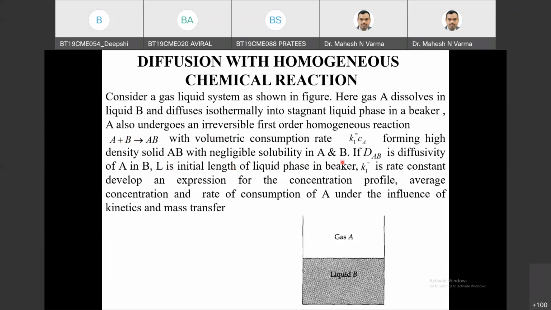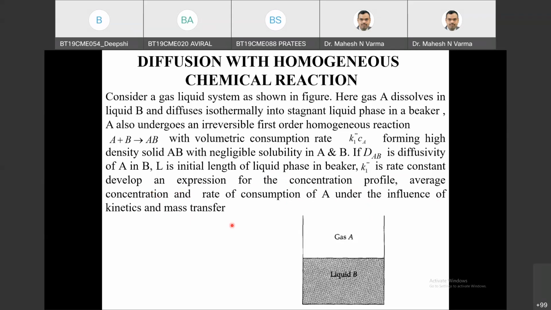So solubility of A in B. If DAB is the diffusivity of A in B, and L is the initial length of the liquid phase in the beaker, we can assume it to be constant, and K1 is the rate constant. Develop the expression for concentration profile, average concentration, and rate of consumption of A under the influence of kinetics and mass transfer. Kinetics and mass transfer both are governing.